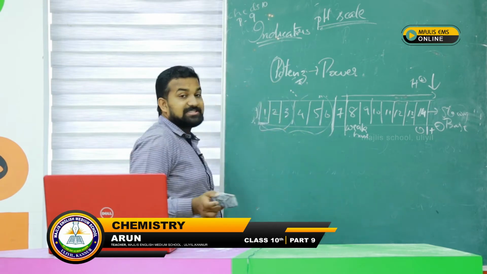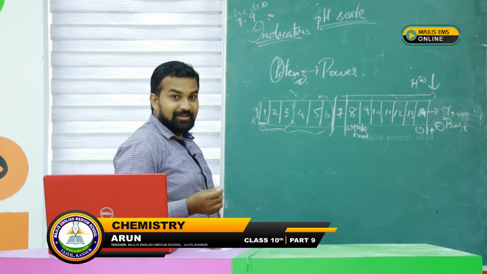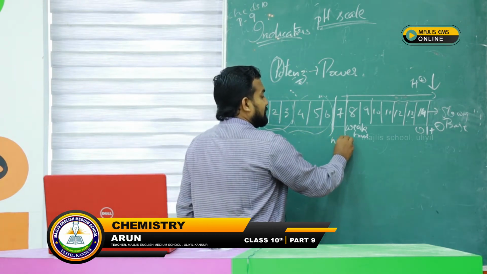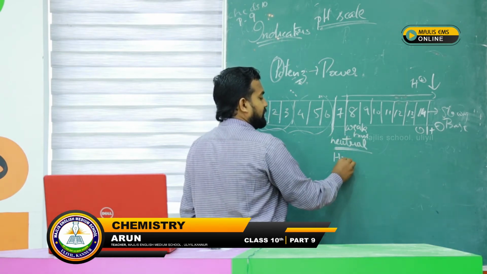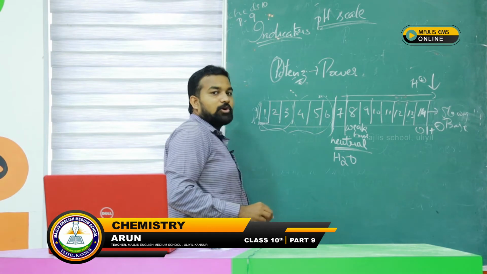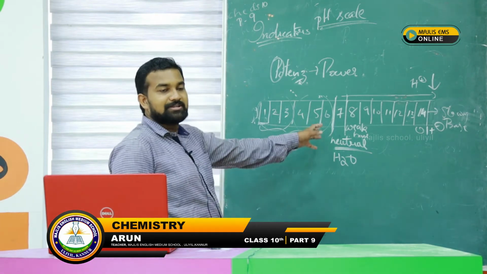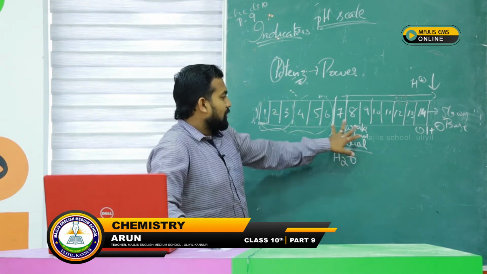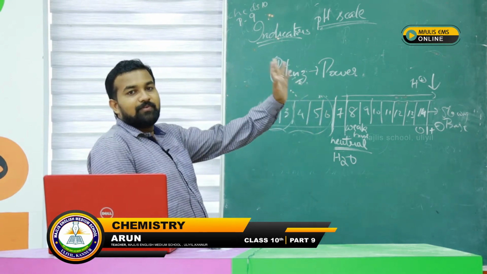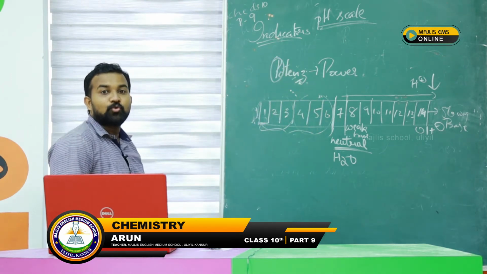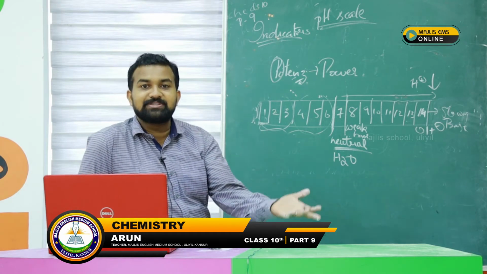I have told you 1 to 6 it is acid, 8 to 14 it is base. Then what is 7? This is the neutral substances, that is water, the salt, etc., they will be coming around this 7 value, pH 7. That means pH 7 shows the neutral substances which are not acid, not base.